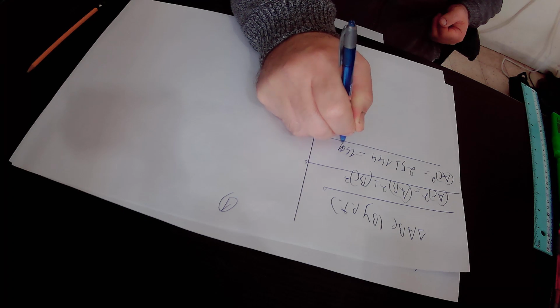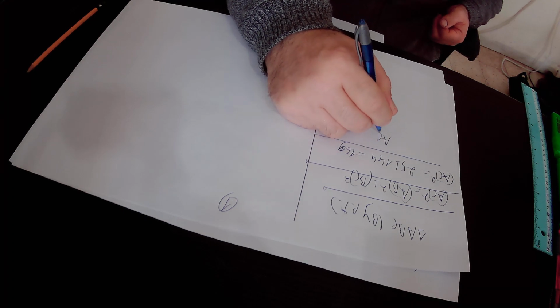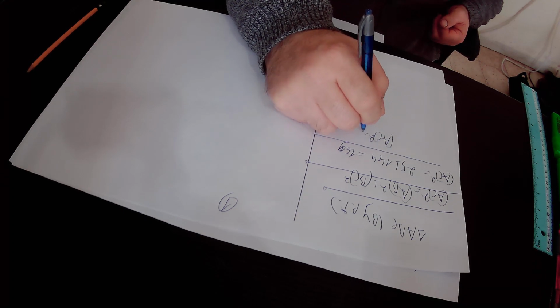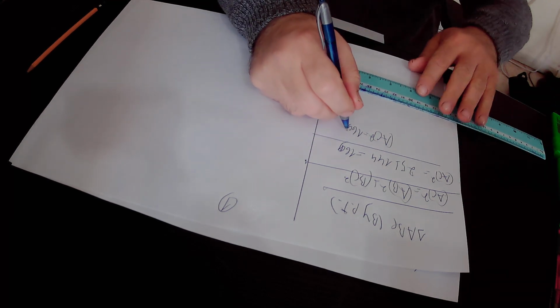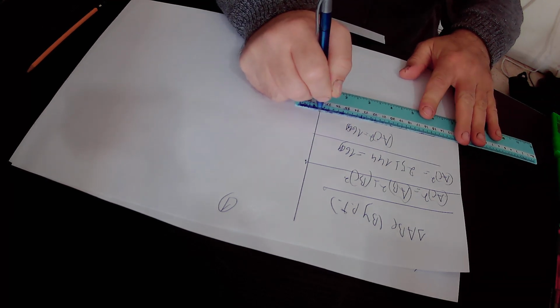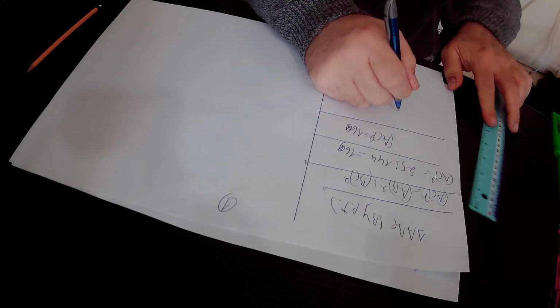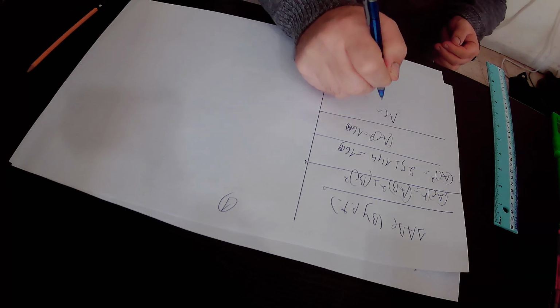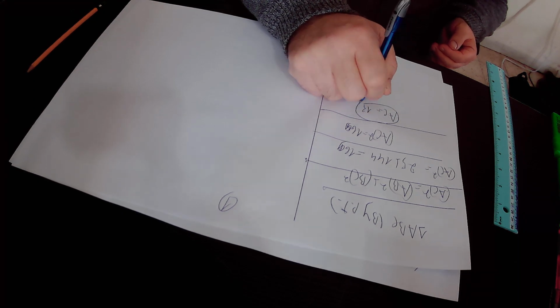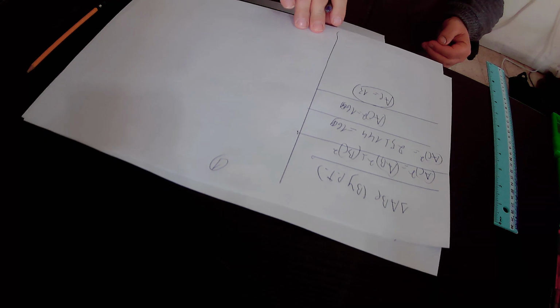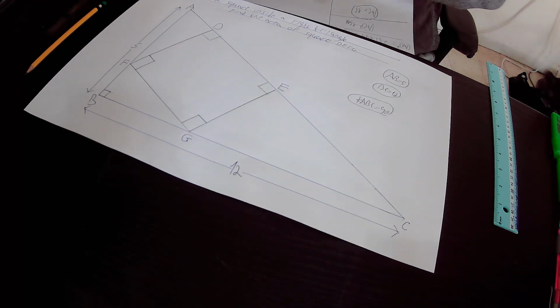So AC squared equals 169. We take the square root of this equation, and finally we get that AC equals the square root of 169, that is 13. So AC equals 13 units in its length, and let's write it down in the drawing itself, that AC equals 13 units.